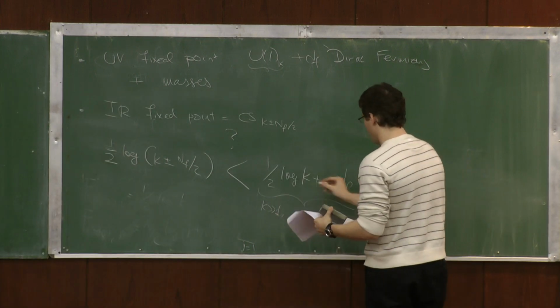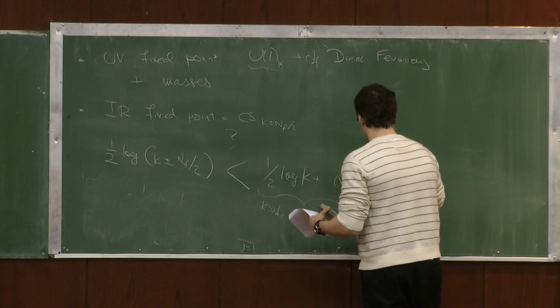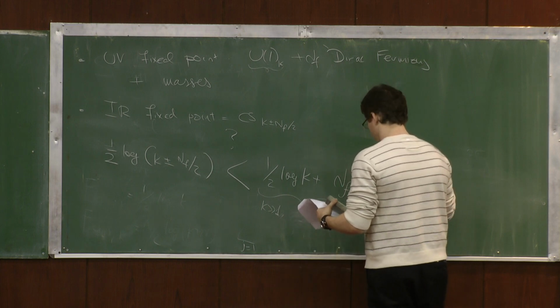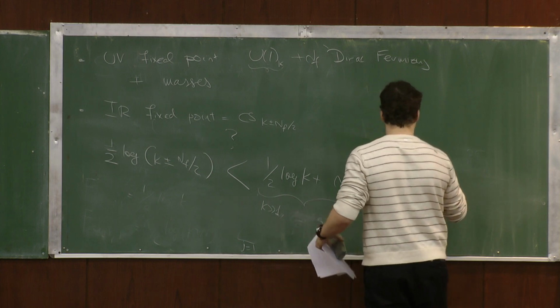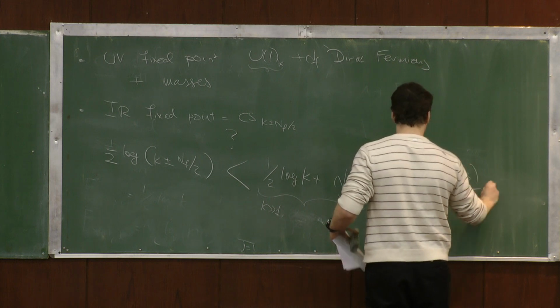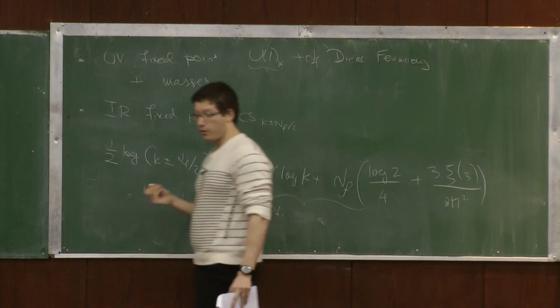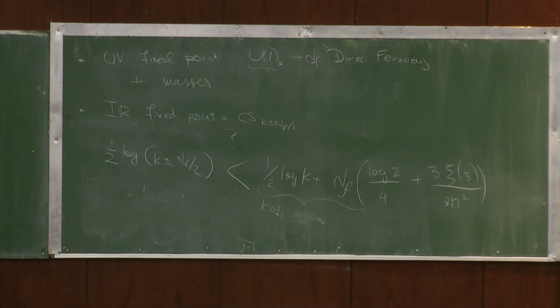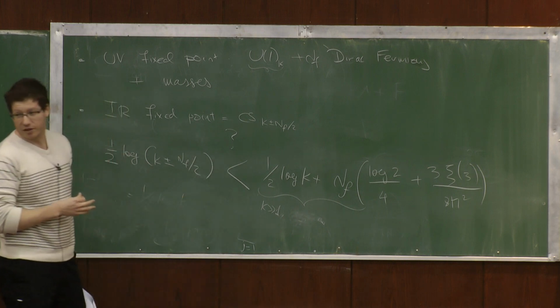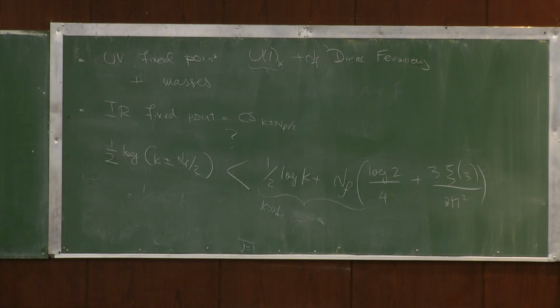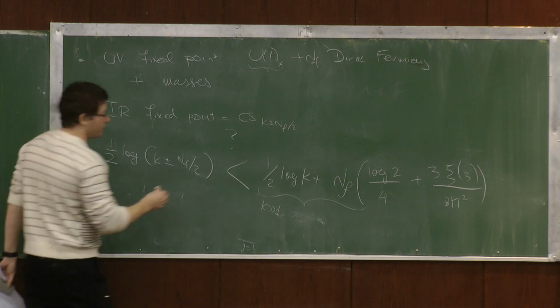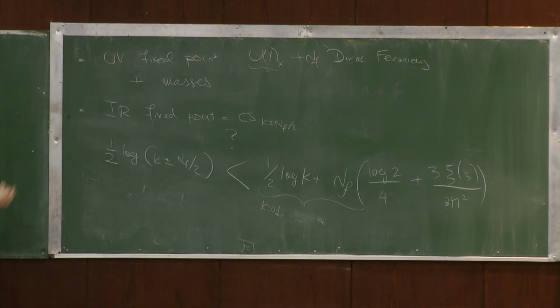So we get a half log k plus N_f with the contribution of free fermions, which is this formula that I've given you yesterday, 8 pi squared. So if the conjecture is true, this inequality has to be satisfied at large k and a fixed N_f. And indeed, you can check that this is true in the regime advertised. So this is a non-trivial check of this flow. It's a non-trivial flow, and this is satisfied.